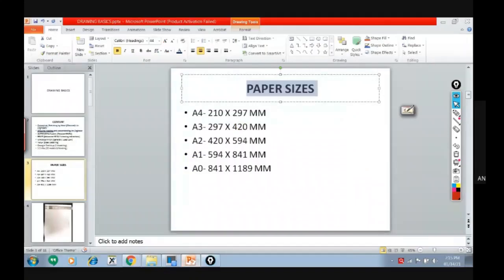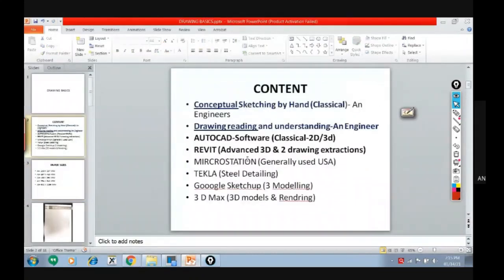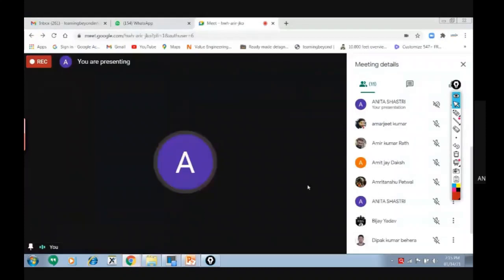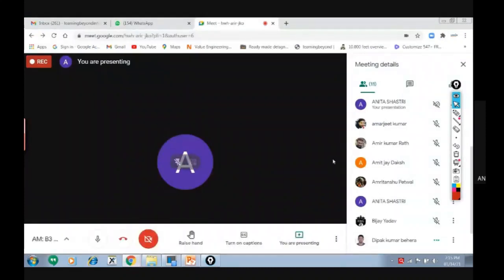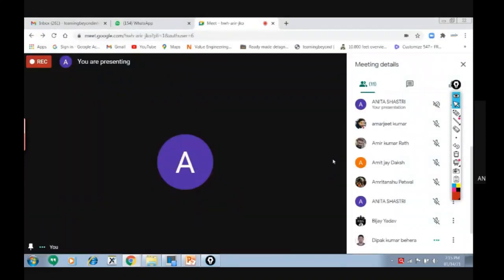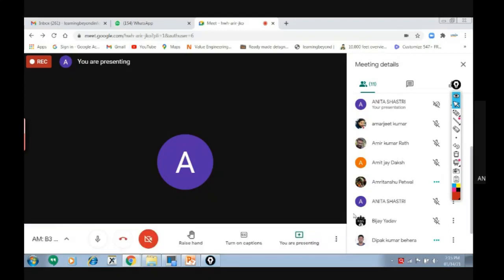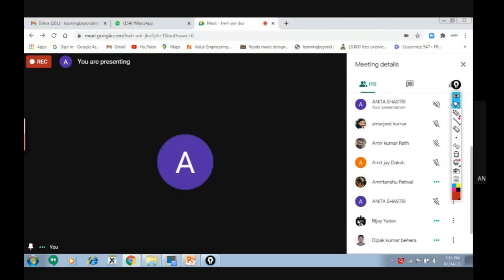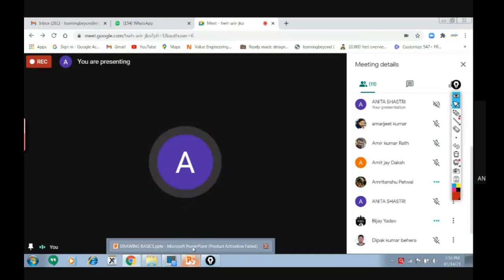Okay, so do you know what the paper sizes are? Anybody knows what the paper sizes are which we use for printing? Vijay Yadav, yeah. What are the paper sizes? Just let me know. A4, A3, A2, A1, A0. Yeah, it starts with A4.